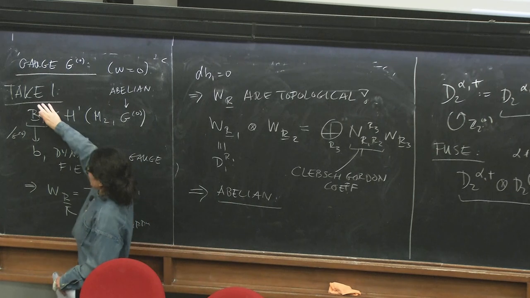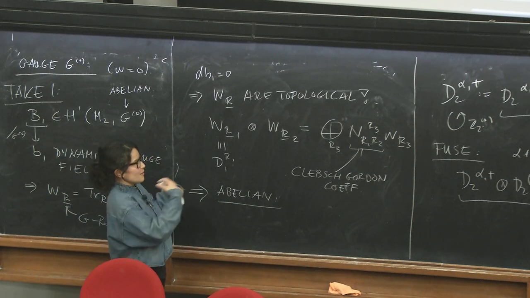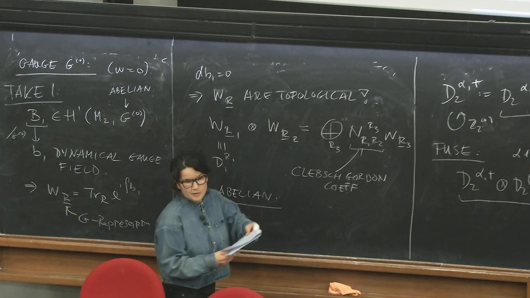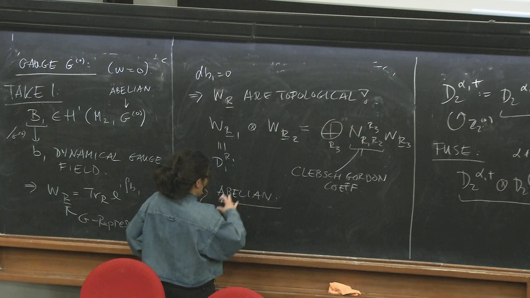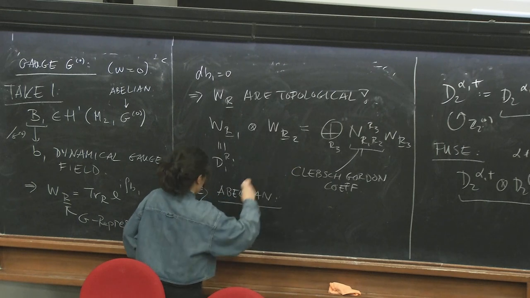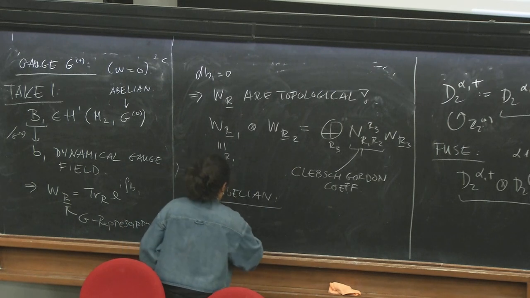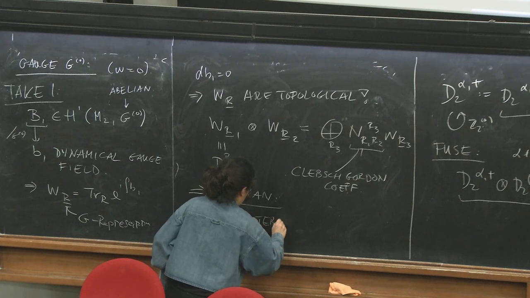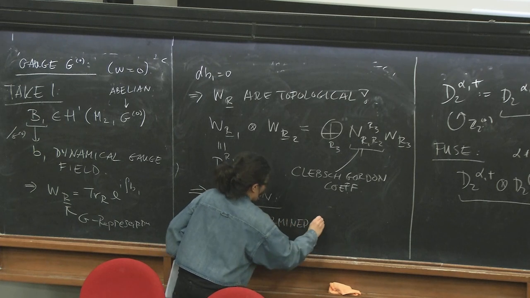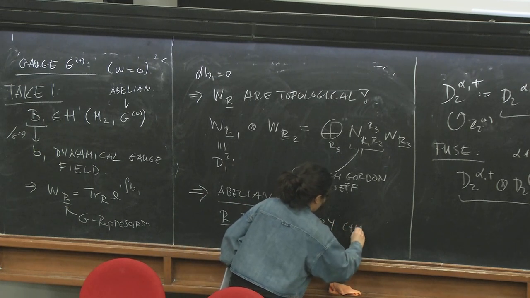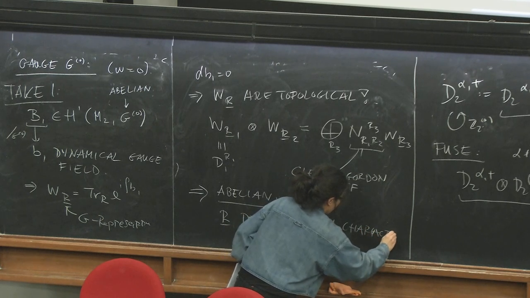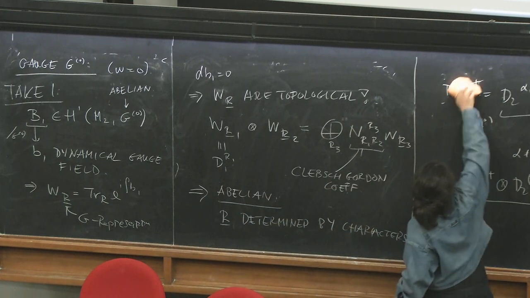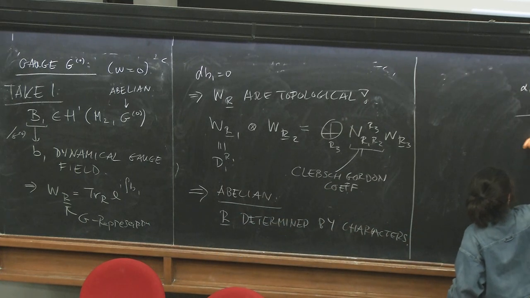That's why I'm saying this is take one. Take two will be a better way of doing this. And take three, if I have time, will do what I just explained here. So abelian means essentially that the reps are just characters, determined by the characters. And in fact, we can see now that the dual symmetry is also just going to be an abelian symmetry.